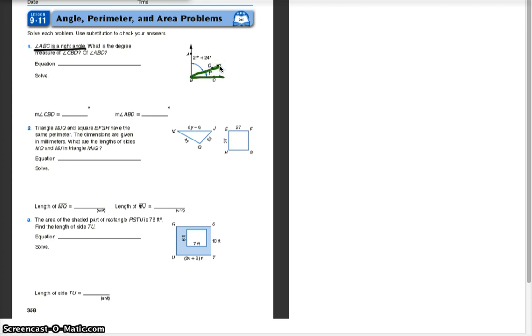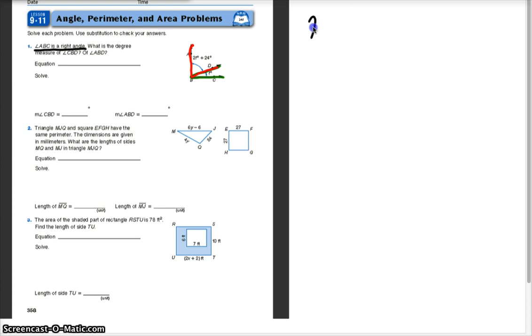What is the angle measure? And also ABD. So that would be this one right here. Okay, so we're trying to find both of those angles, and we can use an equation to help us. So what do we know? What about ABC? Do we know the degrees of that? Well, we know ABC equals 90 degrees.